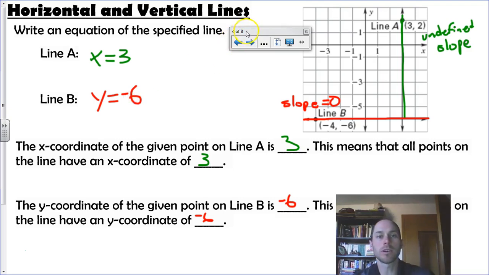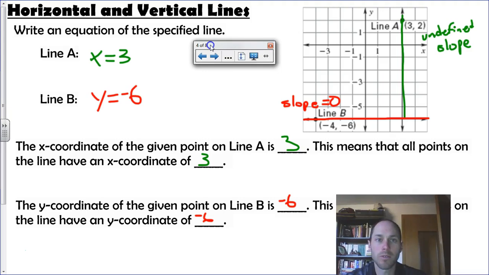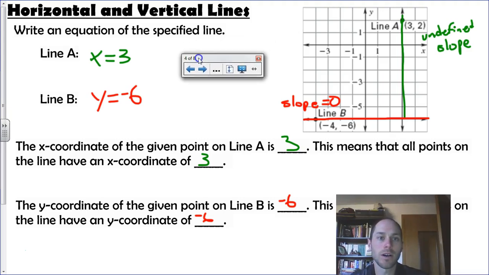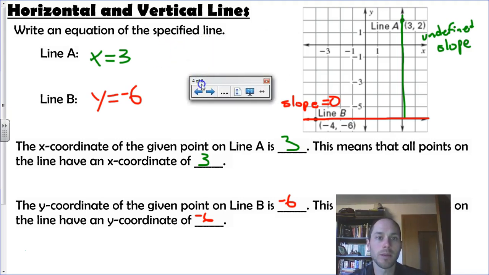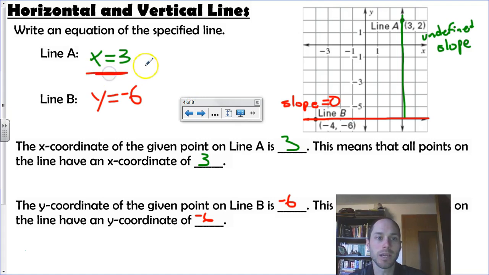Okay, so horizontal and vertical lines, there's something you've got to remember. They're a little bit different because they don't all follow that format of y equals mx plus b. For this case, because that one isn't a function, it's undefined slope. X is always 3, the y doesn't matter.